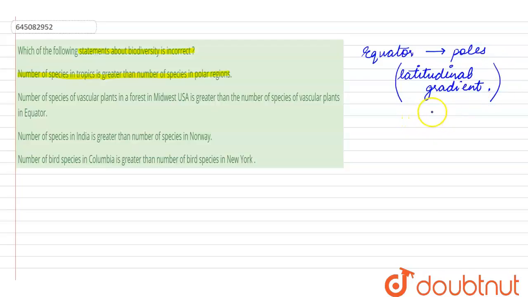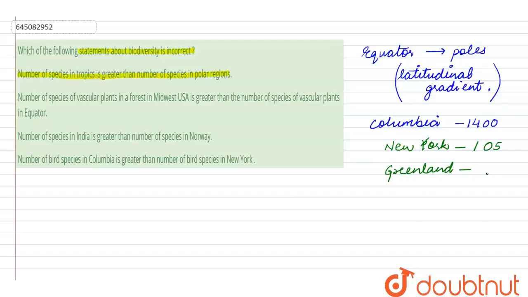So here if we see that Colombia is an area which is located near the equator. So if we talk about the biodiversity of birds in case of Colombia, it has approximately 1400 species, whereas New York, which lies at 41 degree north, has got 105 species, whereas if we talk about Greenland, which lies at 71 degree north, it has the bird species number as 56. So that means as we move from the equator towards the poles, the number of species have also decreased. So here we see that the number of bird species in Colombia is greater than the number of bird species in New York. This is a correct statement.